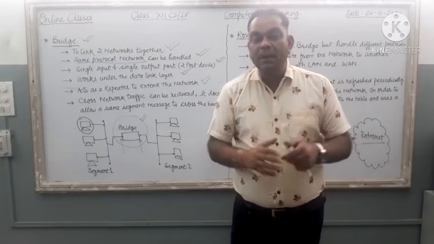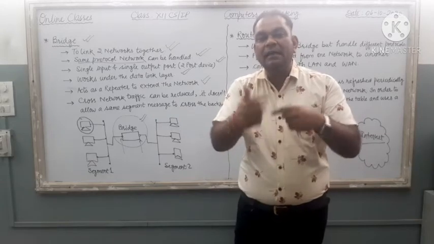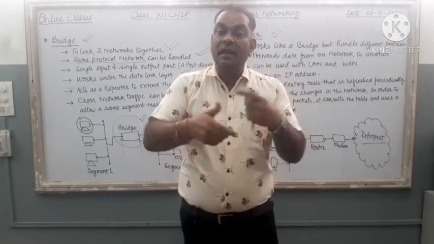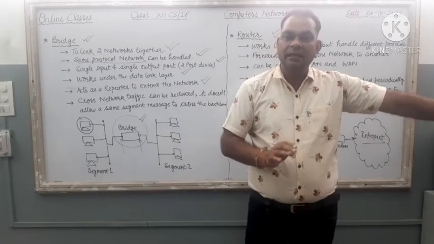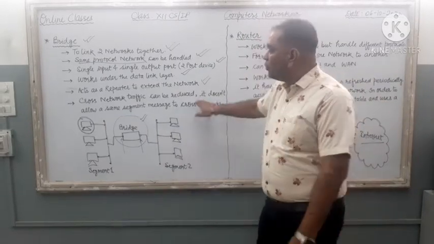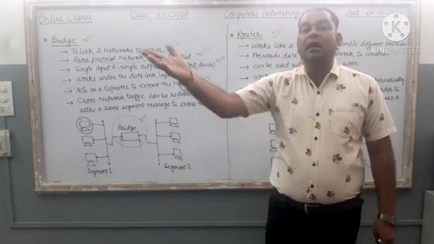What is the role of repeater? Repeater is just like amplifier. It receives the signal, amplifies the signal, regenerates the speed and the quality of the signal, and retransmits it inside the wire. Clear? So, it acts as a repeater to extend the network.